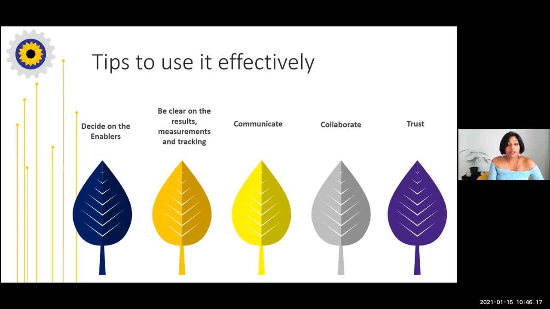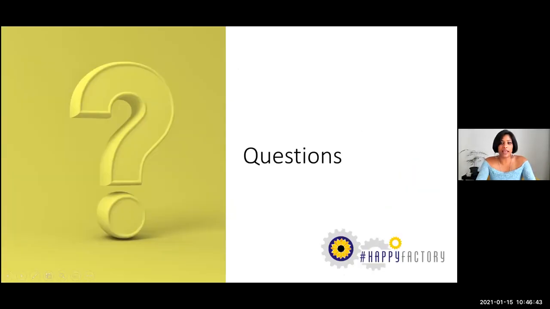So yes, trust is the last tip, and it's not the only tips that you have to be able to use this canvas. I'm sure everybody else has their own ideas of how they can share this canvas. They may have had similar experiences in the work that they do, in the teams that they have.